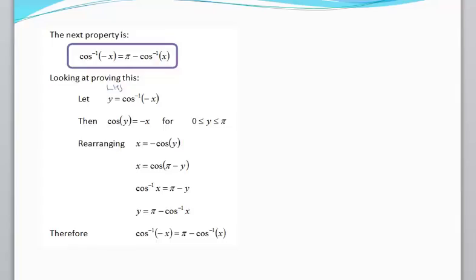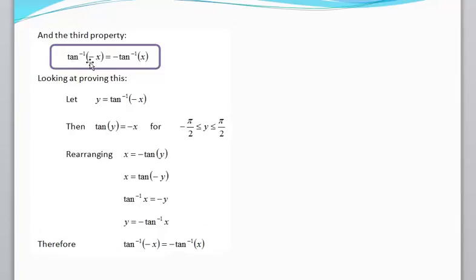Rearranging this, we get x is equal to minus cosine of y. We know from before that this is x equal to cosine of pi minus y. So we move our cosine across, so our inverse cosine of x is equal to pi minus y. We move our pi over and our y: y is equal to pi minus the inverse cosine of x, which is our right hand side. So here we've proven our inverse cosine of negative x is equal to pi minus the inverse cosine of x.